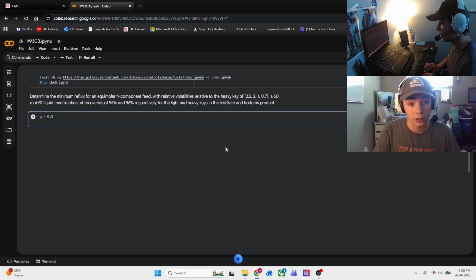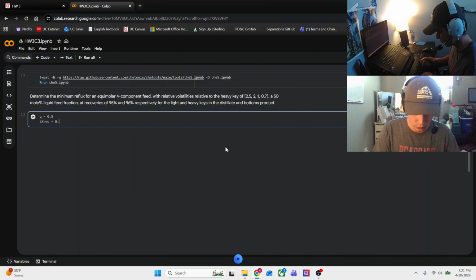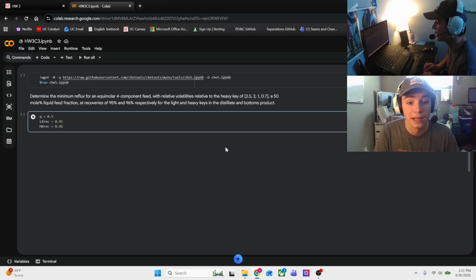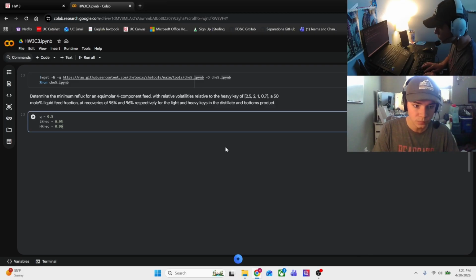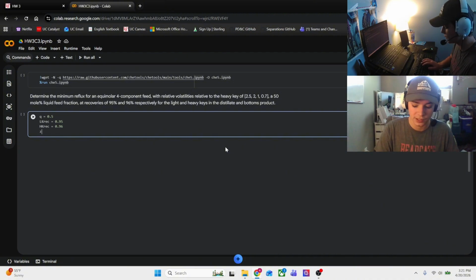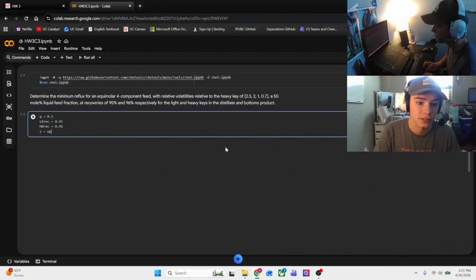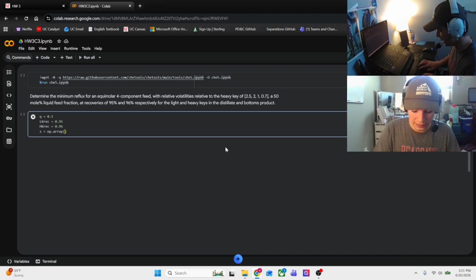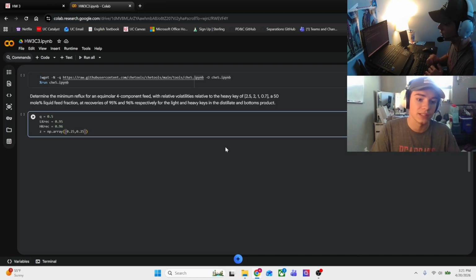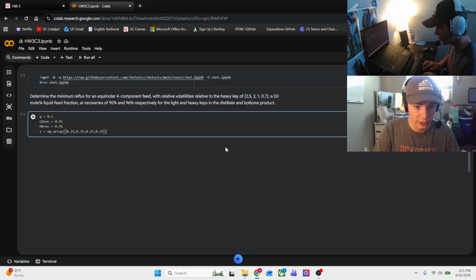We also know that our light key recovery is going to equal 0.95, and then our heavy key recovery is going to equal 0.96, that 95 and 96% as we were talking about. And what else do we know? We know it's an equimolar four-component feed, which means that our Z values, our feed compositions, we're going to put those in as an array of 0.25s, 4 of them, as like said in the problem, we got an equimolar feed, so each of these will each be 1/4 of the feed.